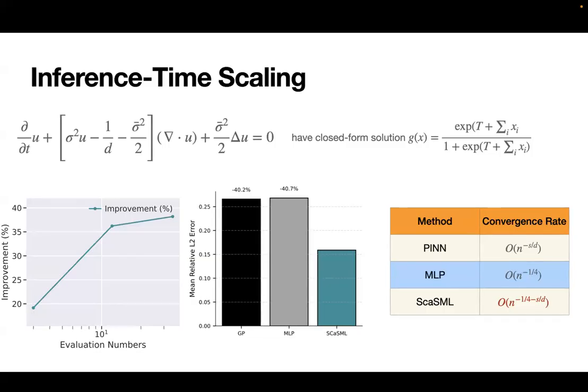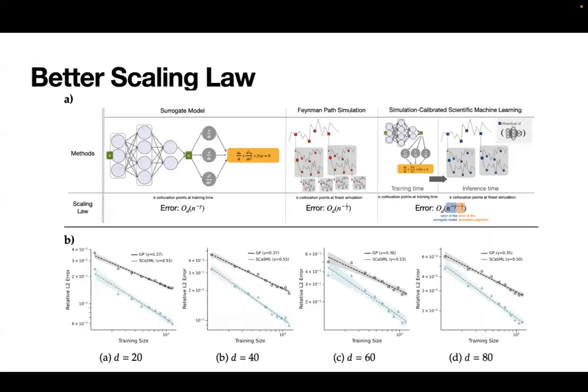So this is the reason why we can have this kind of better rate, and we can even simulate this in the real case. We use different training sizes and the corresponding Brownian motion process. We can see that once you add this correction process, you will have a faster convergence rate than the direct Gaussian process surrogate model.